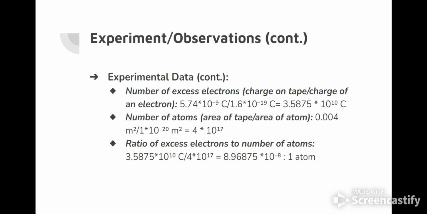The number of atoms was obtained by the area of the tape divided by the area of an atom, which resulted in 4 times 10 to the 17. And the ratio of excess electrons to the number of atoms gave us 8.96875 times 10 to the negative 8 per every one atom.